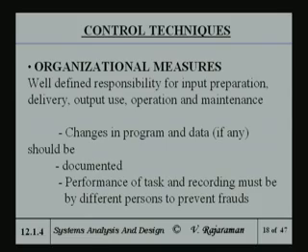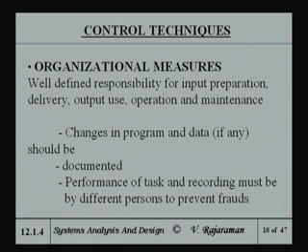There is well defined responsibility for input preparation, delivery, output use, operation and maintenance. That is, each person who does a part of the work has his role clearly mentioned, and his role is restricted to that. He cannot overstep whatever he has been told to do, and that is important as a part of control. And changes, if any, made to a program have to be documented, and who made the change has to be recorded either with a signature, or in fact nowadays they have biometric controls.